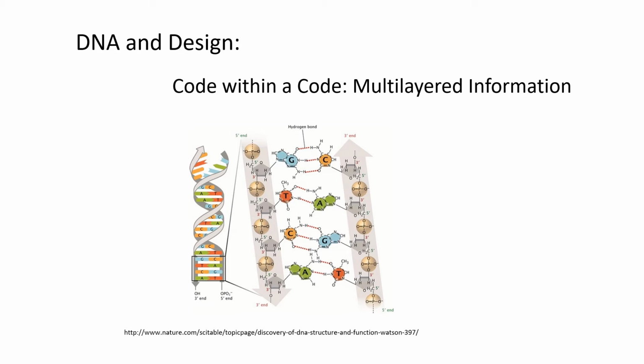I would like to end this code within a code section of the course with a very recent discovery that once again shows the just unfathomable complexity of DNA and how it is conveying multiple layers of information in a way that not only defies chance, because we've already seen that simple linear information defies chance, but in a way that really cannot be anything except the product of not only an intelligent design, but of a supremely intelligent design.